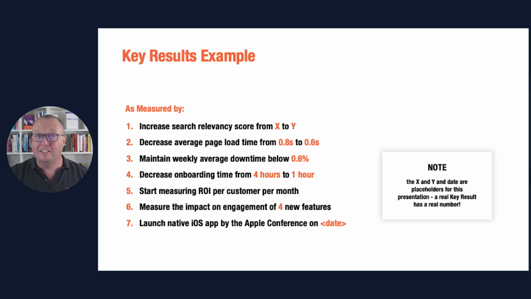Number 1, increase the search relevancy score from X to Y. Now, this is an example from Google where search relevancy score was the main metric we used for defining the quality of search results. And obviously X and Y were real numbers, but I haven't put them here as they don't make a lot of sense out of context.